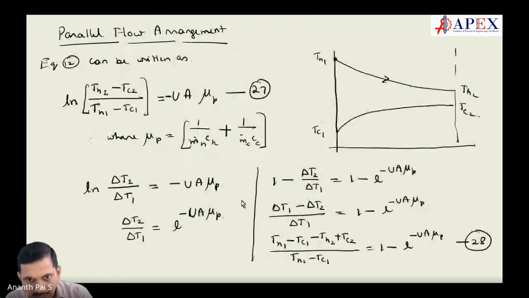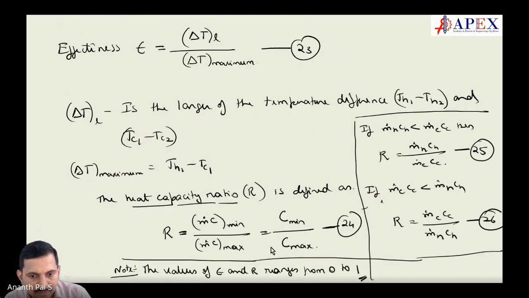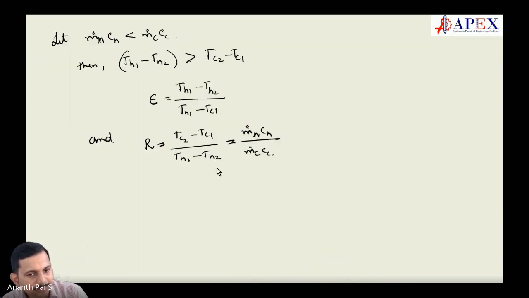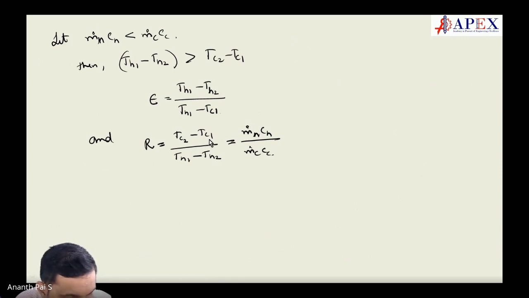Okay. R can also be like that. Where is R? We do see MC minimum by MC max. This is the actual case, is it not? So that can be equal to the temperature difference as well. Correct. It can be Tc2 minus Tc1. Here you see the other way around, and Th1 minus Th2, the other way around. Make sense?